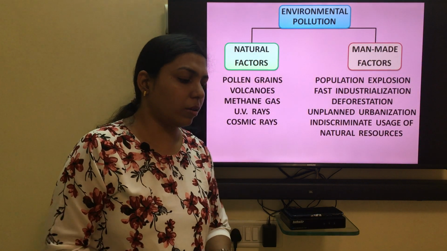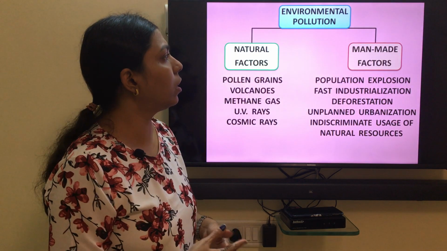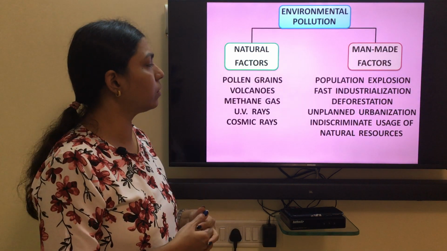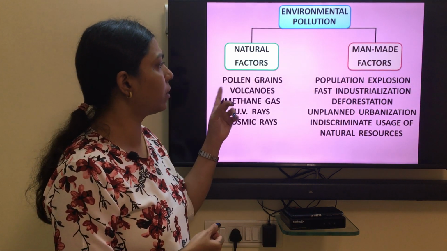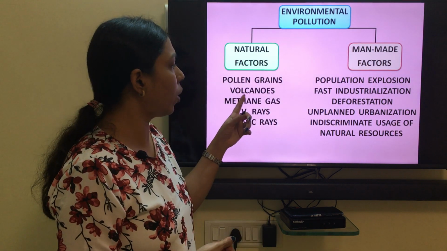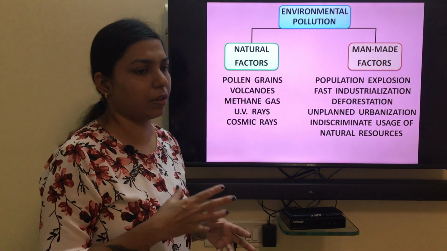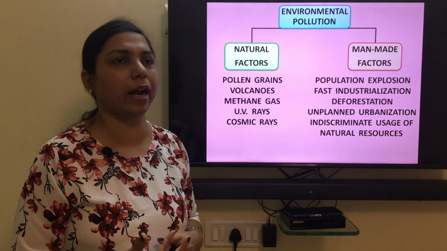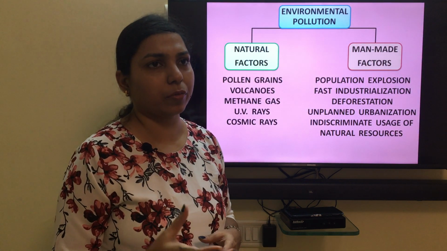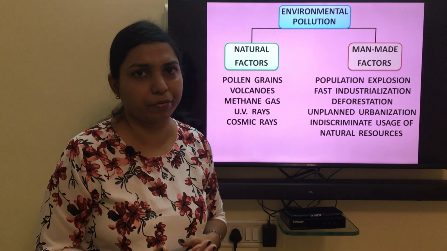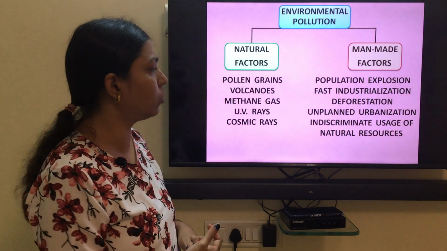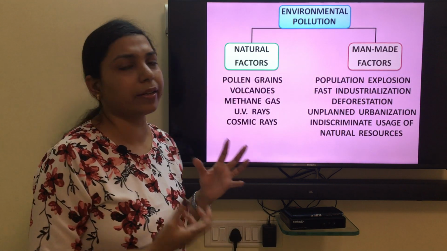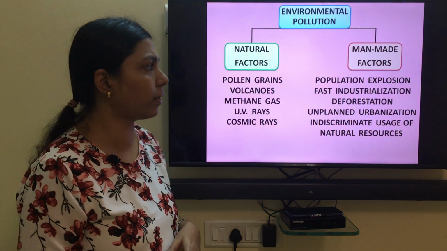Now let's move on to environmental pollution. Over here also we have natural factors and man-made factors. The natural factors which cause pollution are things like excessive amount of pollen grains, volcanoes, methane gas. You have certain places which generate a lot of methane gas. So if anyone lives in that area, then it can have a very toxic effect on those people living near those areas. Ultraviolet rays, cosmic rays coming in from the space. Okay, all these are natural factors. We cannot control any of these things happening.